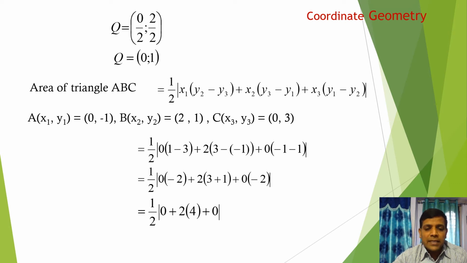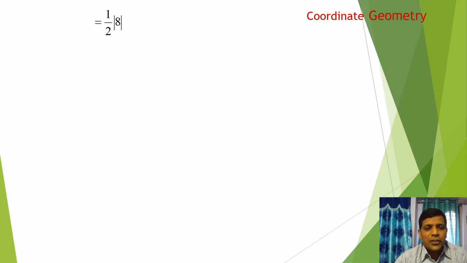Right, on to the next. Half into 8. So half into 8 means 1 by 2 into 8, or 8 by 2. 2 fours are 8, so we get 4 square units. This is the area of triangle ABC.